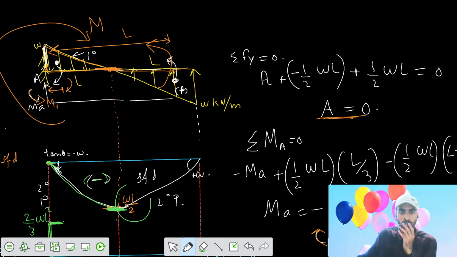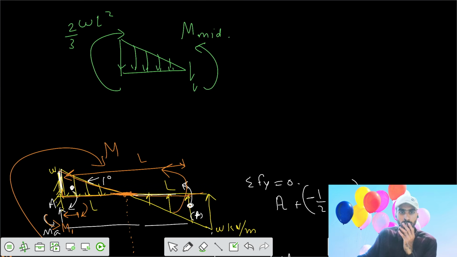Shear force at the mid is WL by 2. We can directly say that shear force here is WL by 2, but it has to be upwards, because this one is downwards. So final shear force has to be upwards, WL by 2. Let's say we can calculate the moment at mid, summation of moments at mid equals 0. So your clockwise moment of 2 by 3 WL square, and your UDL of intensity W at the fixed support, and the length is L.